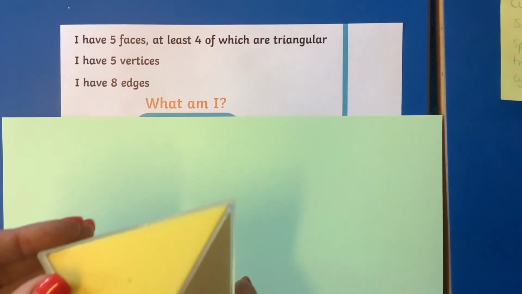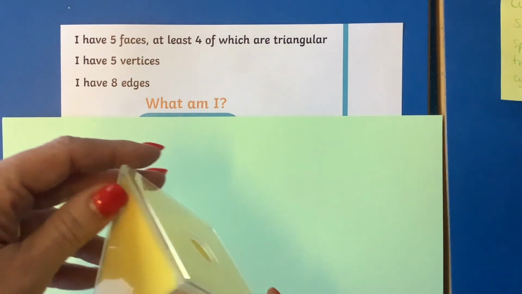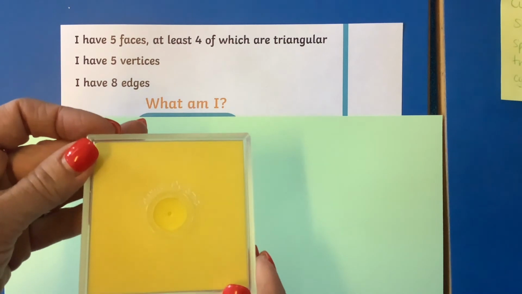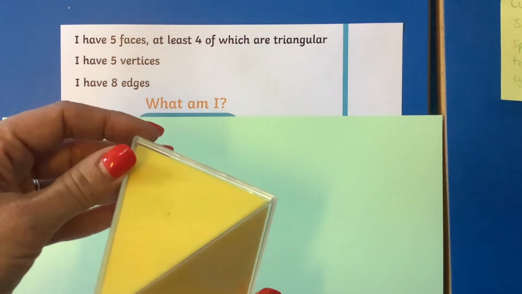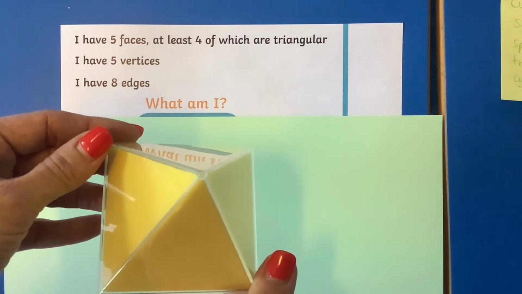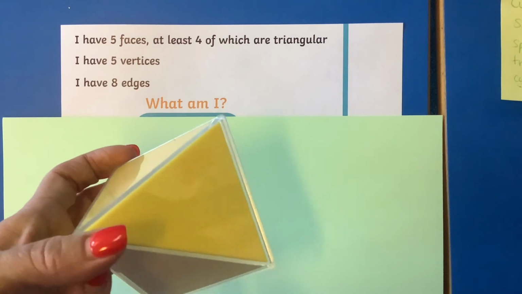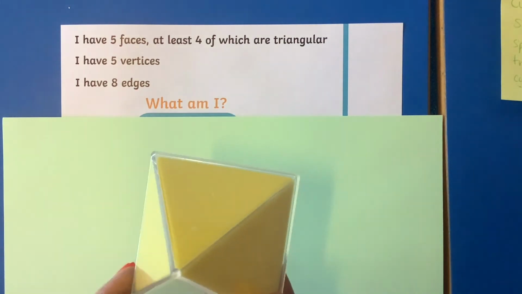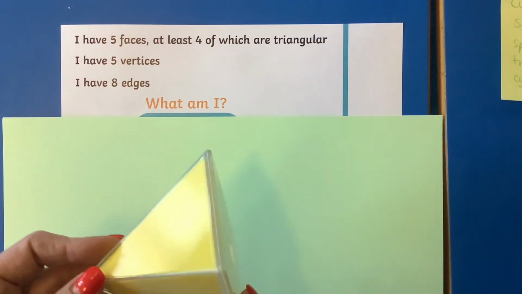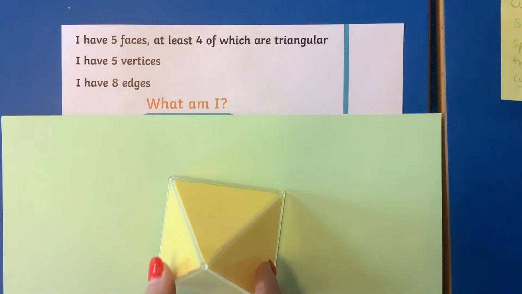I'm a square-based pyramid. Okay, look, there's the square on the bottom. There's my 5 vertices, 1 on each corner and 1 at the top. And I can count my edges, 1, 2, 3, 4, 5, 6, 7, 8. So I'm a square-based pyramid.